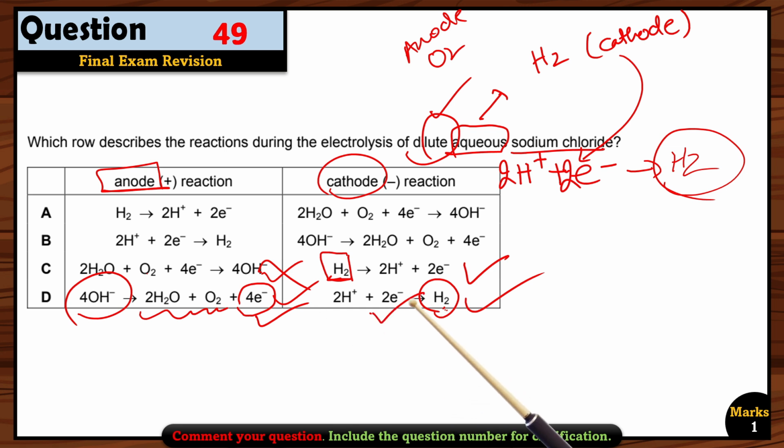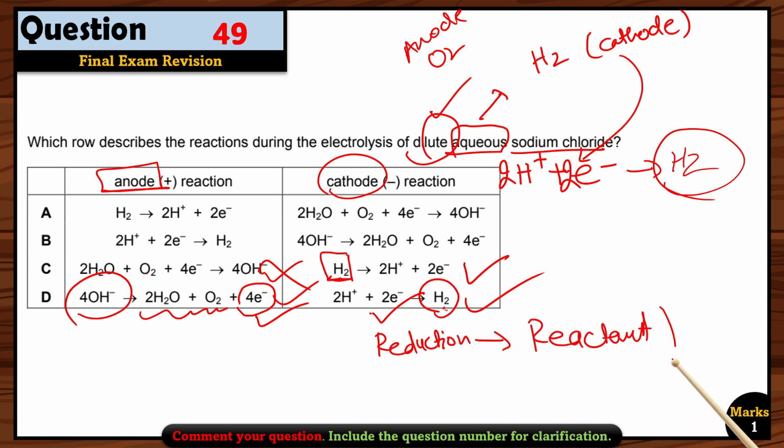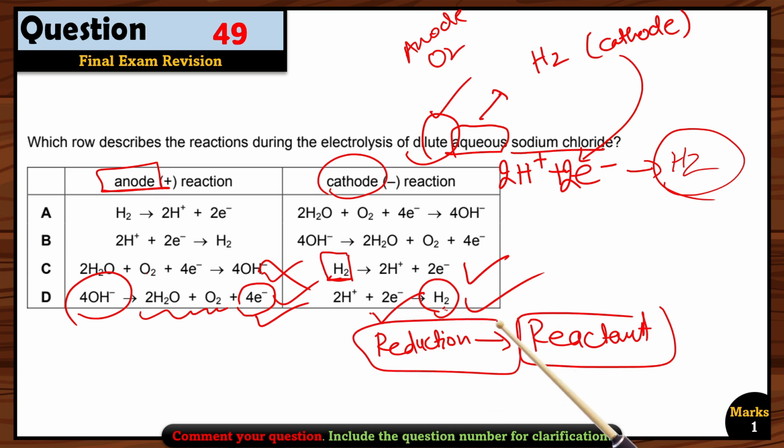So you need to remember, in case you get confused in the exam, where you should put your electrons in the reaction. You can remember the trick: reduction is equal to reactant, because these words start the same. So if there is reduction taking place, your electrons should be in the reactant, not in the product. Okay, so now in the anode it will be the opposite.